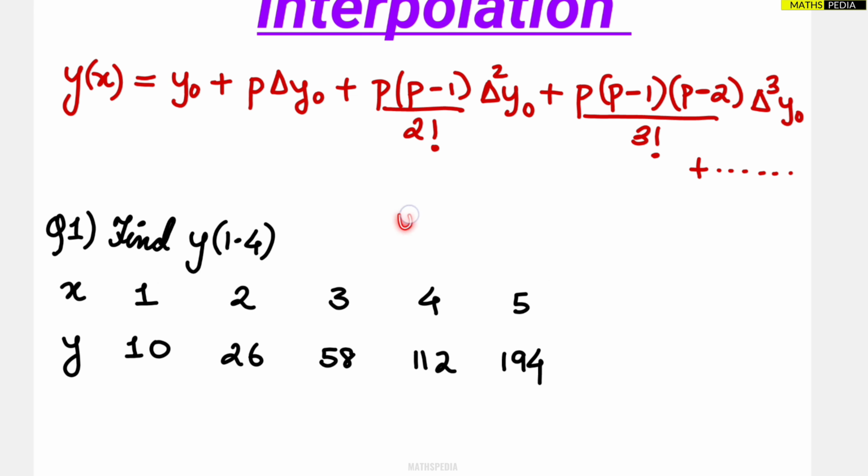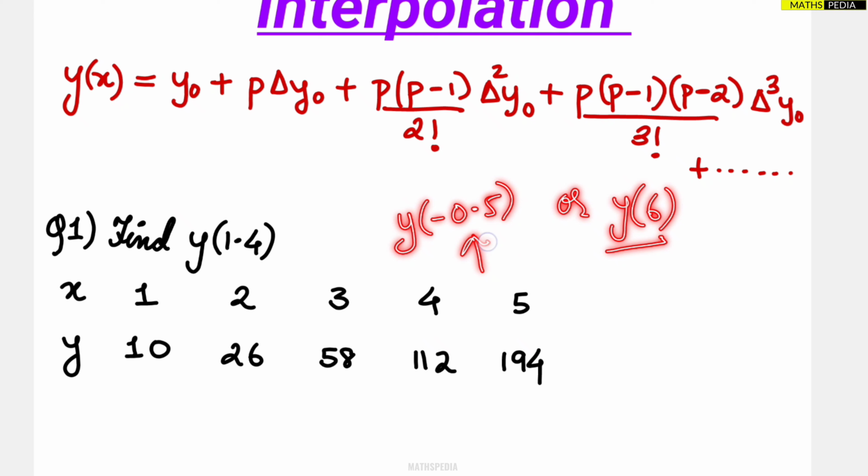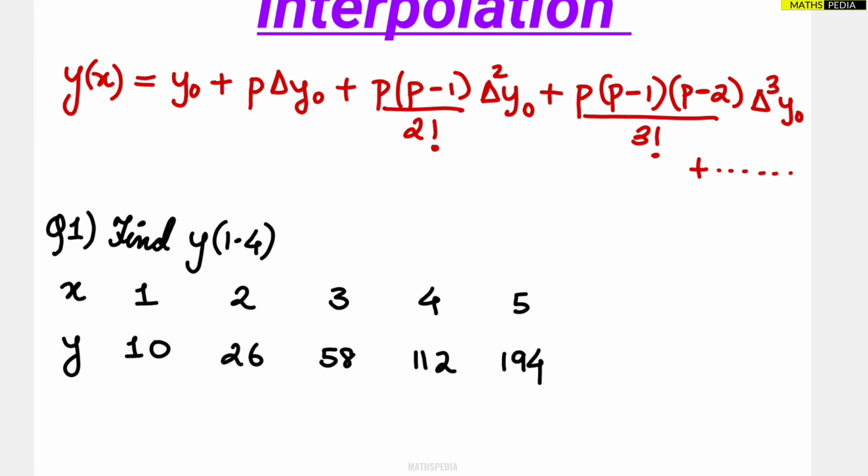If I say y of minus 0.5 or y of 6, now the question has changed. Here the x value is minus 0.5, which is outside the interval, and y of 6 is again outside the interval, right? So whatever values of x they are asking for outside the interval, that is extrapolation. Now, if they are asking inside the intervals, then it is called what? Interpolation. So we are dealing with interpolation.